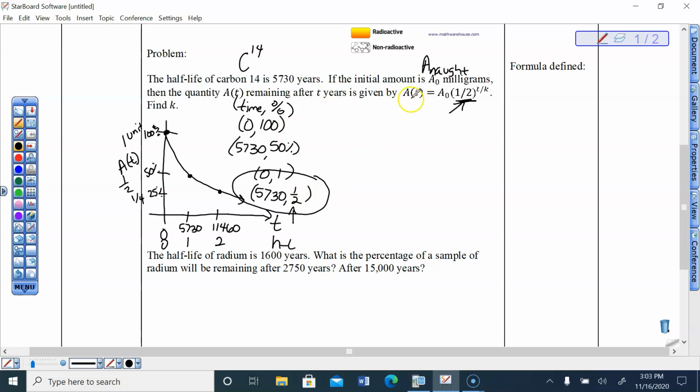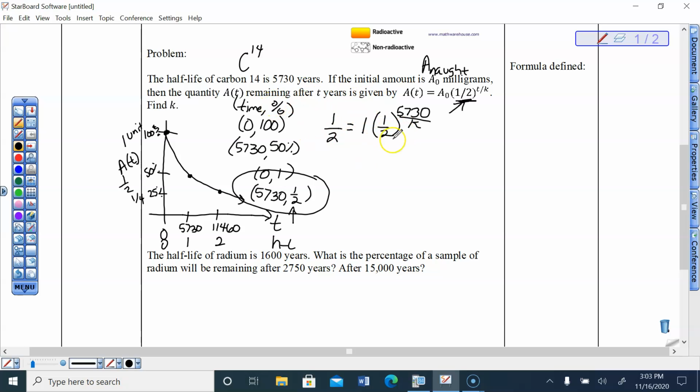And so let's go and fill this information in. If my A of t is 1/2 and my initial amount is 1 full unit, and we're going at a half-life, and the time here is 5,730 years divided by K, what we are asked to do is to find K. What does K represent?